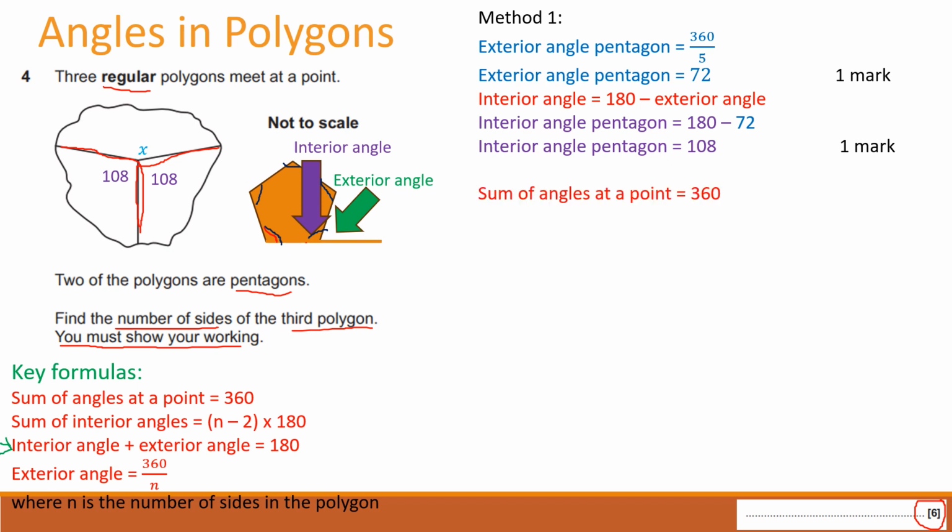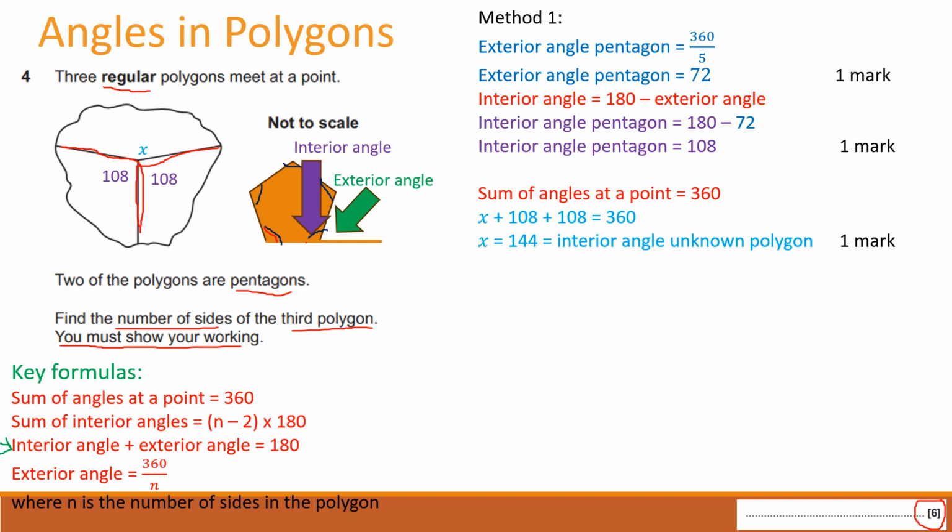So we know the sum of the angles at a point add up to 360. So the angle x plus 108 plus 108 equals 360. I can add those 108s together to give me 216. The opposite of plus 216 is subtract 216. So 360 take away 216 gives me 144 degrees, which is the interior angle of the unknown polygon, and that is your third mark there.